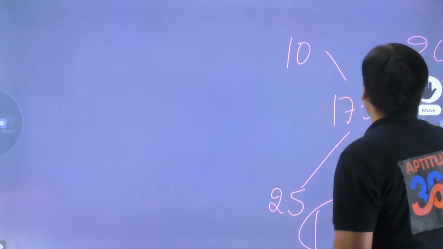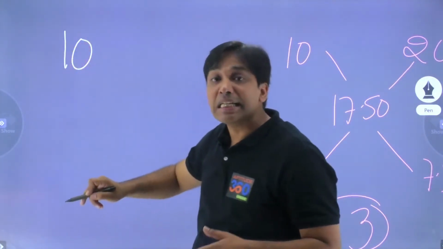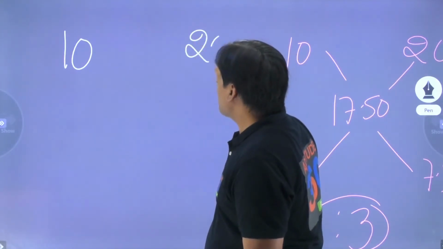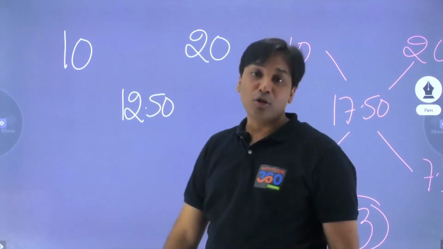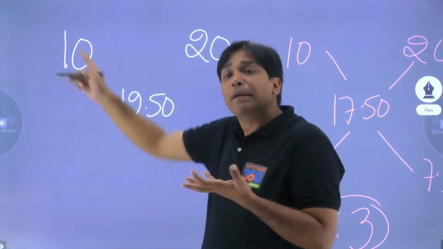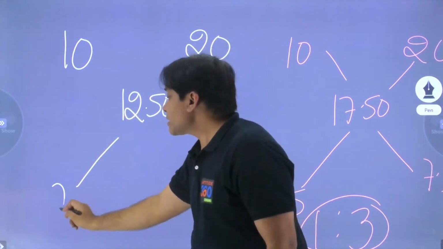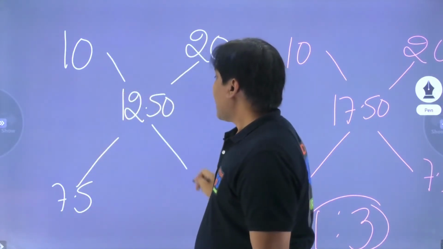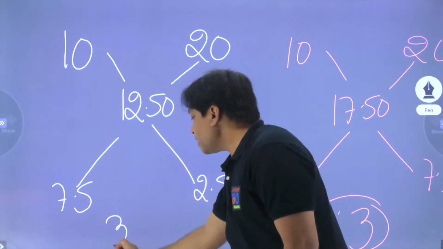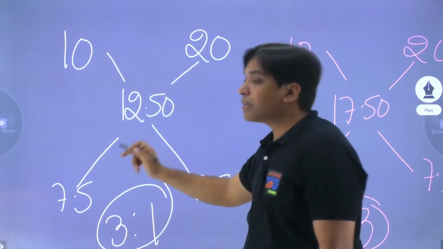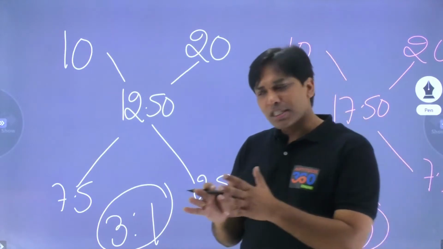And another one that we were solving: I have got 10 rupees variety, and then I have got 20 rupees variety, and I want to make 12.50 rupees variety per kilogram. Obviously it has to be between these two values. Now this minus this is 7.5, and this minus this is 2.5. What is the ratio, people? Aren't you getting 3:1? Are you understanding what we are talking about?